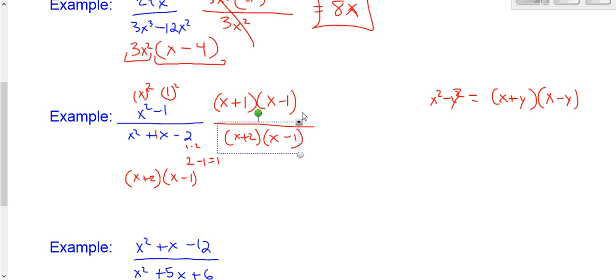Now we've got 4 factors here, and we look to see what's in common. Both in the numerator and the denominator, we have an x minus 1. When we cancel that out, we are left with x plus 1 in the numerator and x plus 2 in the denominator, and there's our answer.